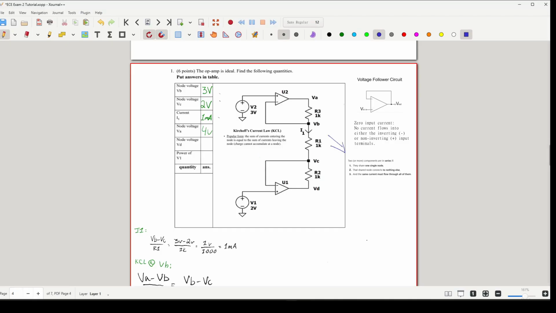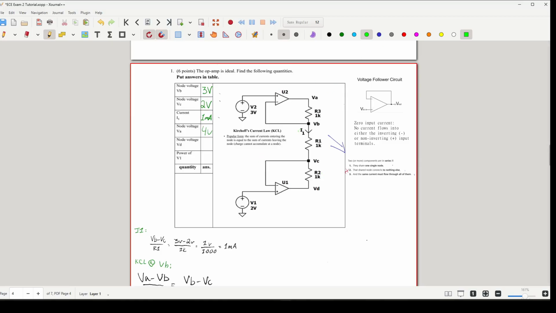Components connected in series must obey the following rules. They share one node. The shared node connects to nothing else. And the same current must flow through the components. In our case, rule number 2 is violated. Rule number 2 is violated because R1 and R3 don't share node VB exclusively. Notice that in rule 2, it mentions connections, not currents. So when we look at node VB for a series connection, we need to look for branches.